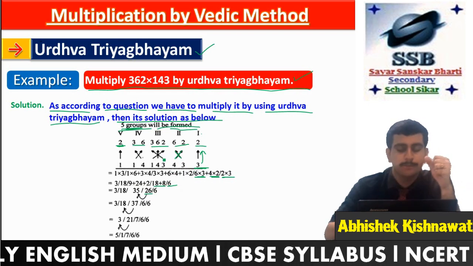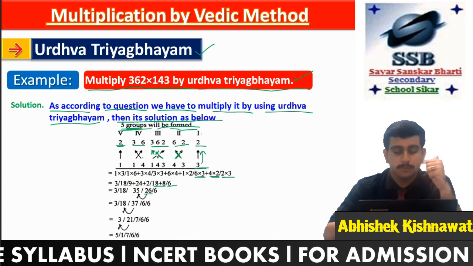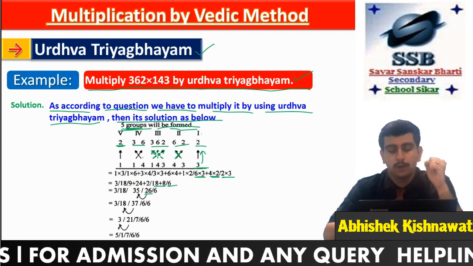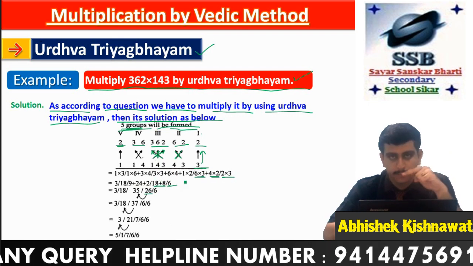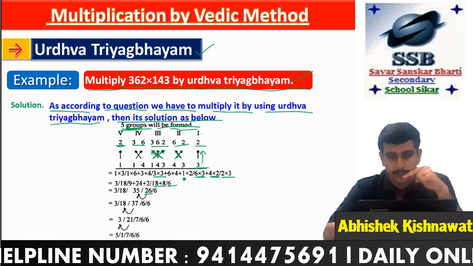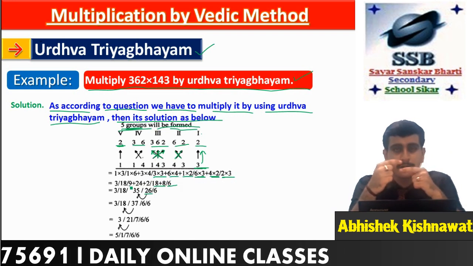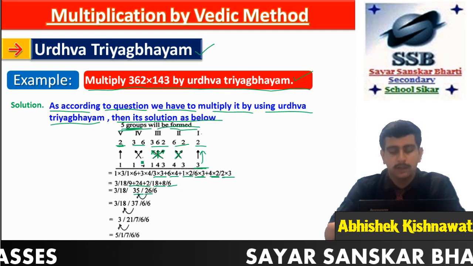Now what happened here, you can all see that the first group I am making is from right to left. So the first group is 2 and 3. We have to multiply them. This is diagonal multiplication. It is saying the cross and diagonal multiplication. The first one is diagonal multiplication: 2 multiplied by 3, the answer is 6.